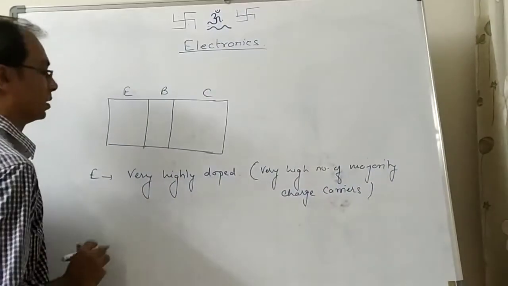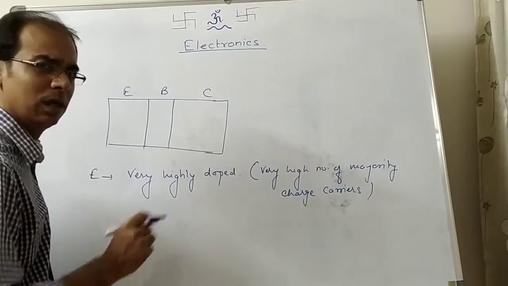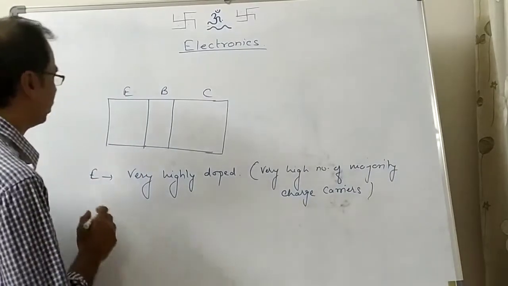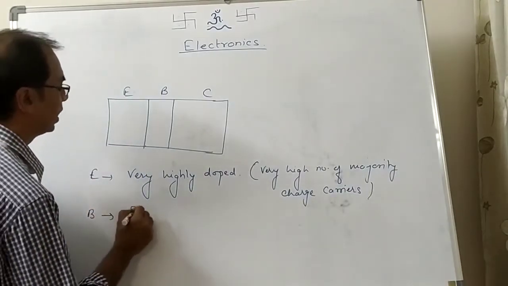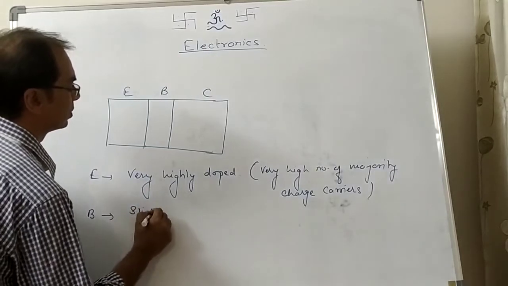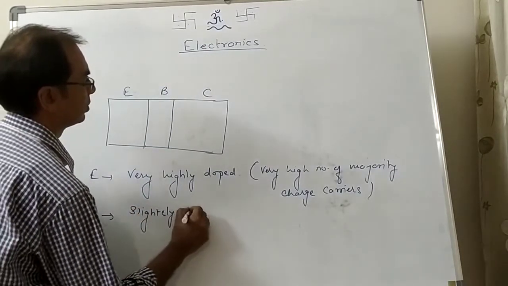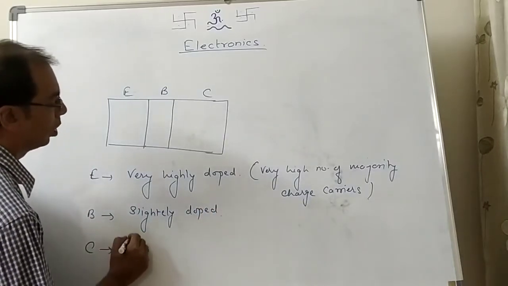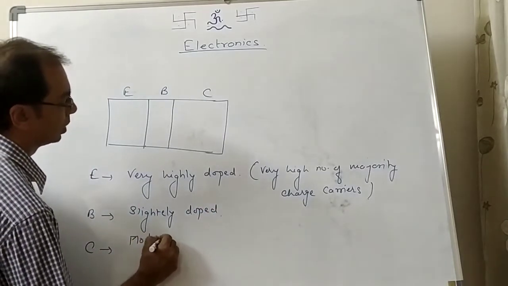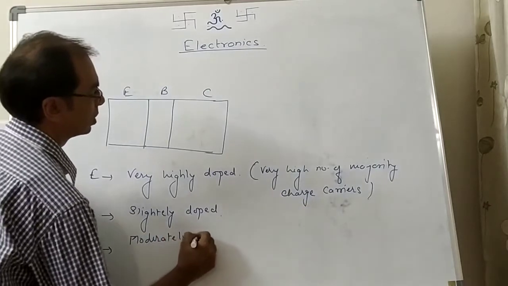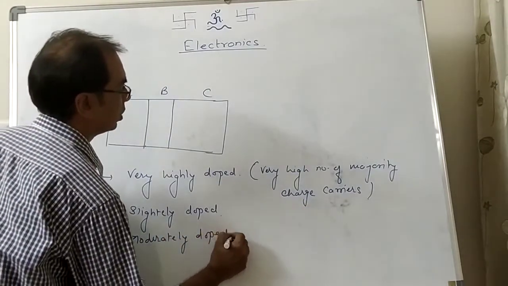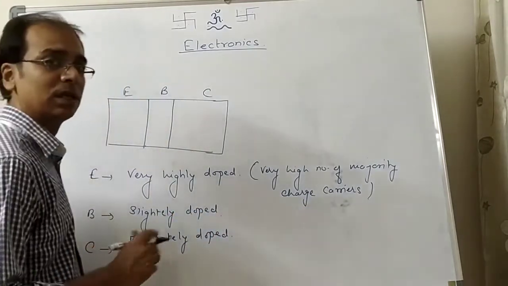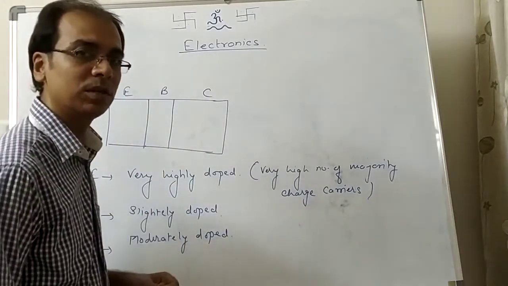Base is very thin, very little doped or slightly doped. And the last one, collector, is moderately doped, that means in between. Doping means extrinsic semiconductor, we are mixing in that one.